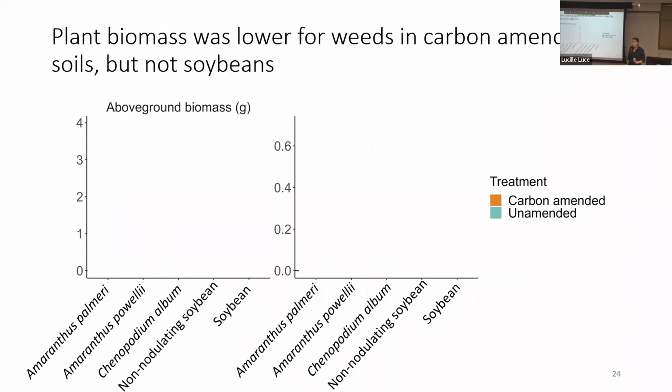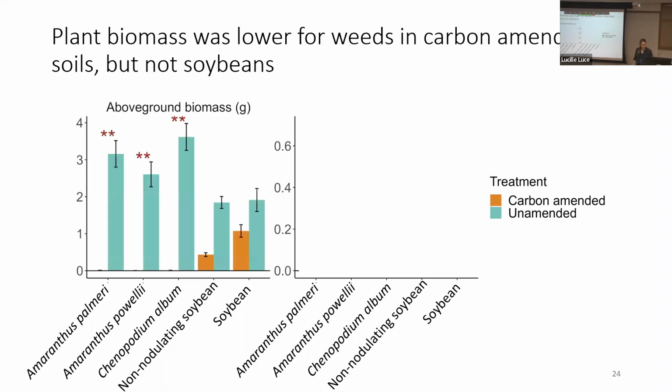I'm going to show above ground biomass first, and you can see on the x-axis that we have our 5 different plants, our 3 weed species, and then our 2 soybean varieties. Even though you can't actually see carbon amended bars for our 3 weed species, it's because we had really low growth, almost 0 growth in those 3 weed species, and it's significantly lower than the growth of our weed species in unamended soils. We did not have a statistically significantly lower biomass in our carbon amended soils for our soybeans. So they did not respond, or at least not as dramatically as our weed species.